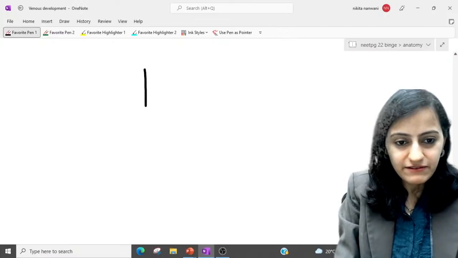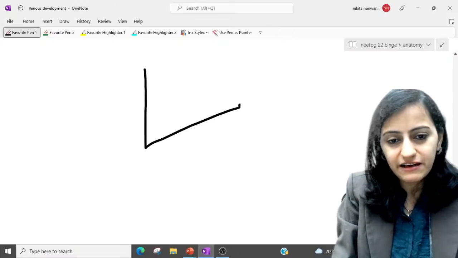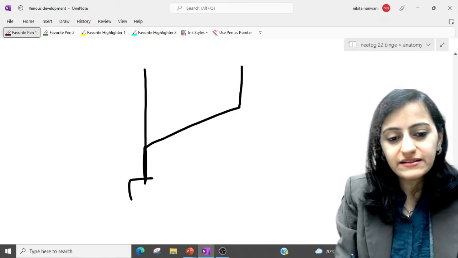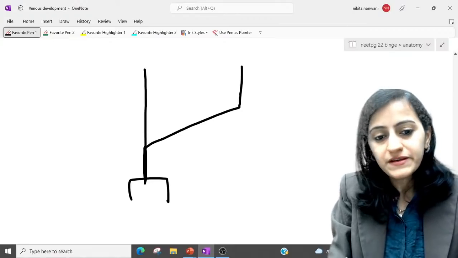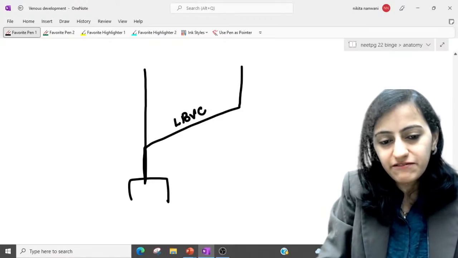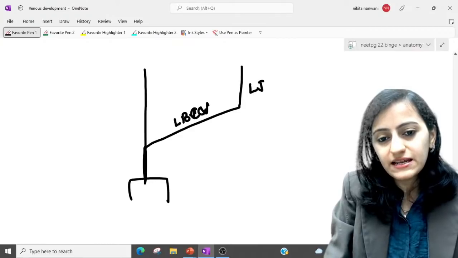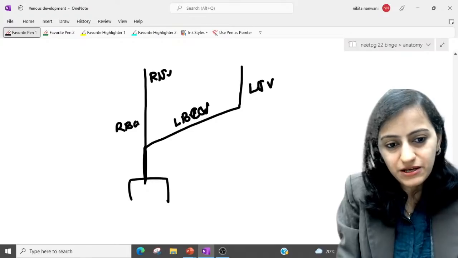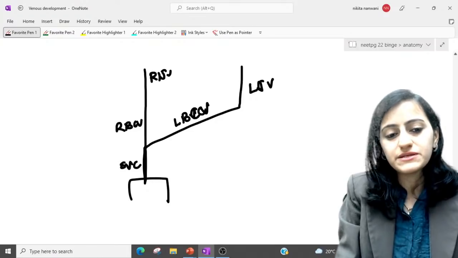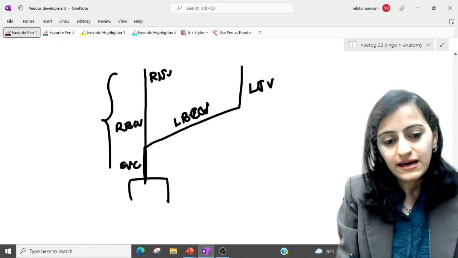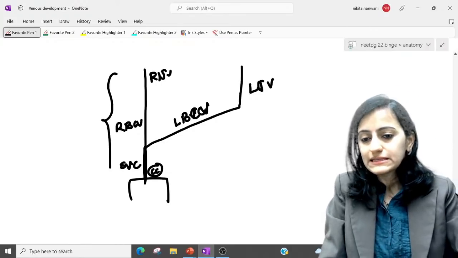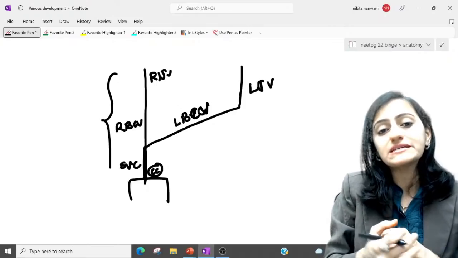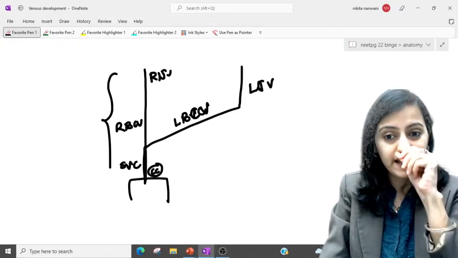So basically you have the IJV, right brachiocephalic, left brachiocephalic, IJV. You have the superior vena cava, and then you have the right atrium. So this anastomosis, this is the left brachiocephalic vein. This is the left IJV. You have the right IJV, the right brachiocephalic vein, and you have the SVC. So all of this is anterior, and then you have the common cardinal vein here. Clear with everyone? This is regarding the development of the SVC.